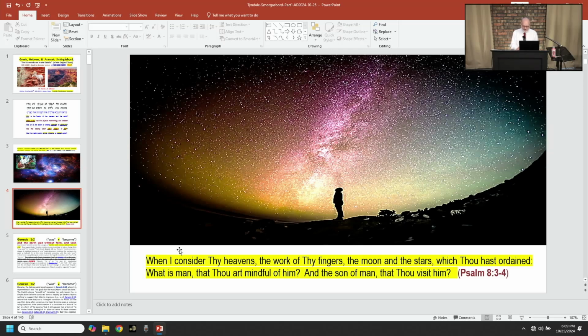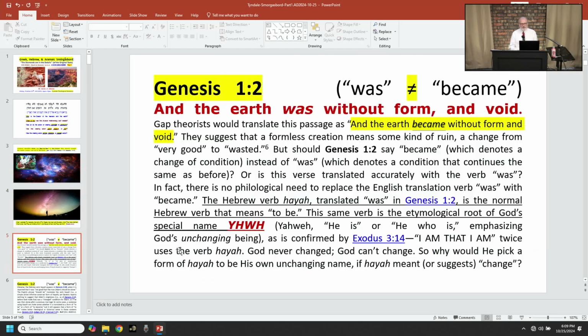David was amazed at the God who made the heavens and the earth, that God had chosen to personally contact him and have a personal relationship with him. And we should be amazed as well. In fact, because we have the New Testament, we should be more amazed than David was.